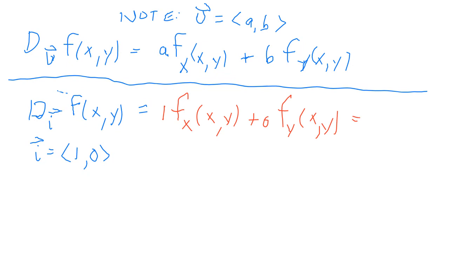But what does that equal? That just equals the partial derivative of f with respect to x. So you see, when you're looking in the direction of the i vector, the directional derivative just becomes the partial derivative of f with respect to x, as we would expect it would be.